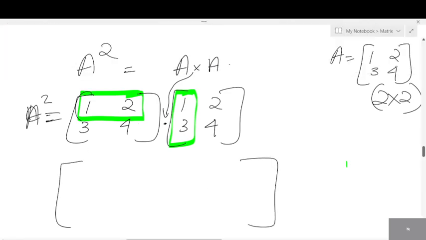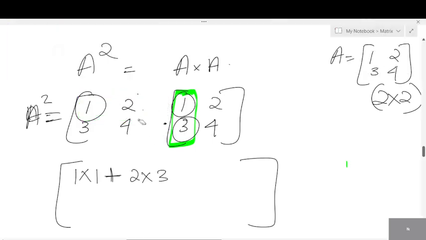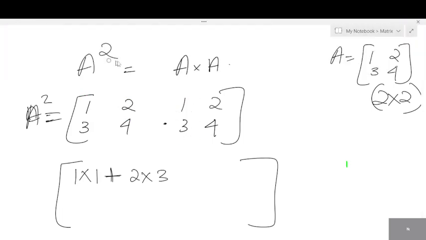Look here. Take this 1 and this 1. Multiply 1 into 1. Plus. It should always be plus. Plus. Take 2 and 3. Multiply 2 into 3. Is this clear? Did you all understand? Students, can you all respond? Multiplicative matrix. Did you all understand this? Next. The first row, first column is done. Next, what you'll do is take the first row, take the second column.